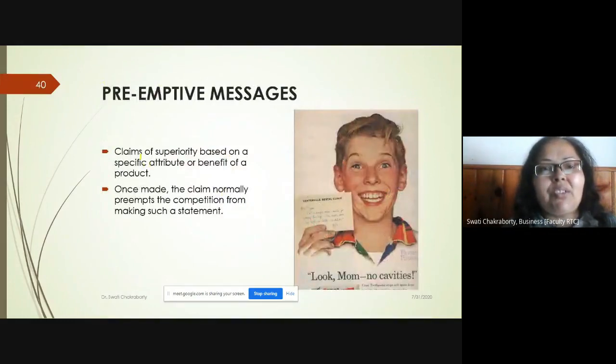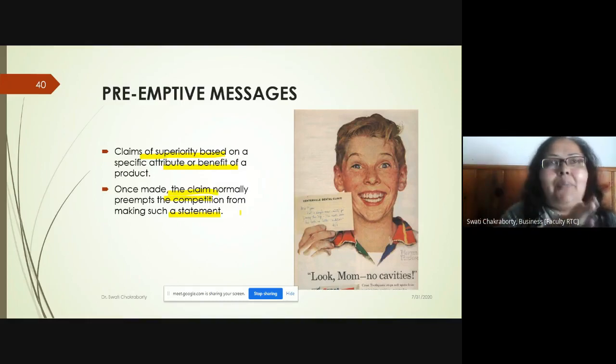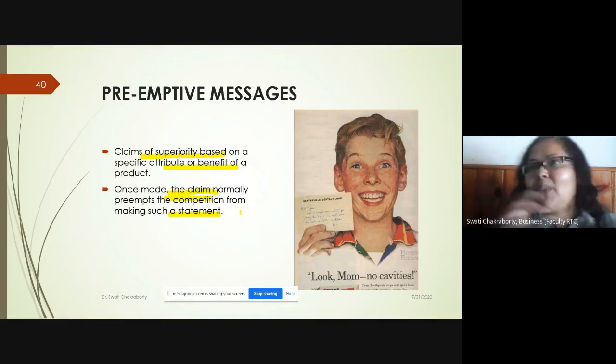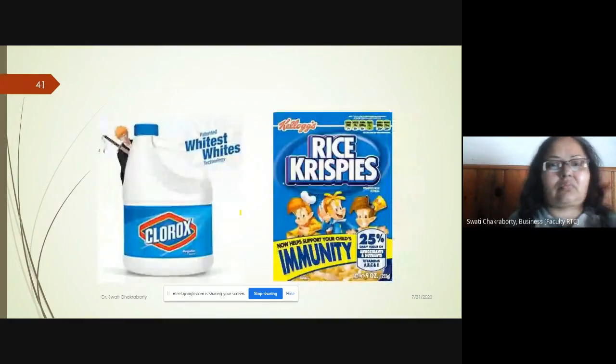Preemptive messages claim superiority based on a specific attribute or benefit, right? Once you say this, the claim normally preempts the competition from making such a statement. When you make the statement, it is valid. You cannot just say this, and it also exempts you from further competition. People will not try to refute your claims, right? So where you are saying it's the best, you have proof of it. See, Rice Krispies, whitest white.